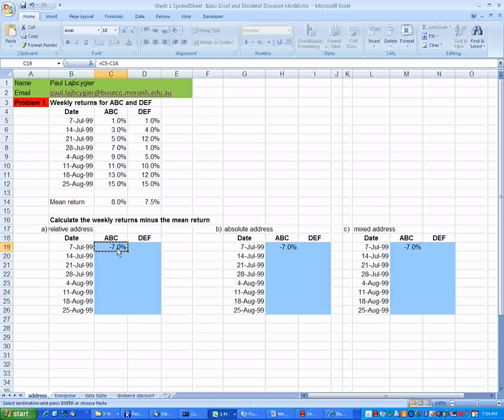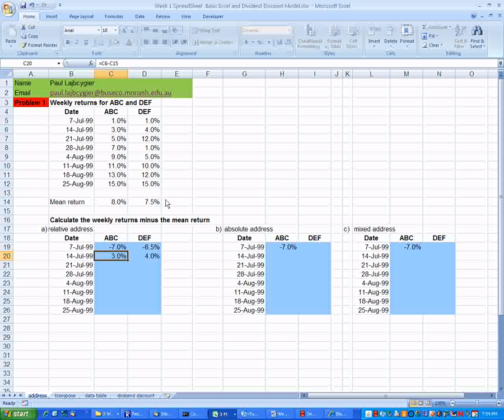If I copy this over and across, for the relative addressing, will I get the correct answer for the stock ABC in the stock DEF? So if I go to cell D19 and I hit F2, you can see that indeed I do get the correct answer. In the first week I do subtract the first week's return minus the mean return for stock DEF. So it appears to be working.